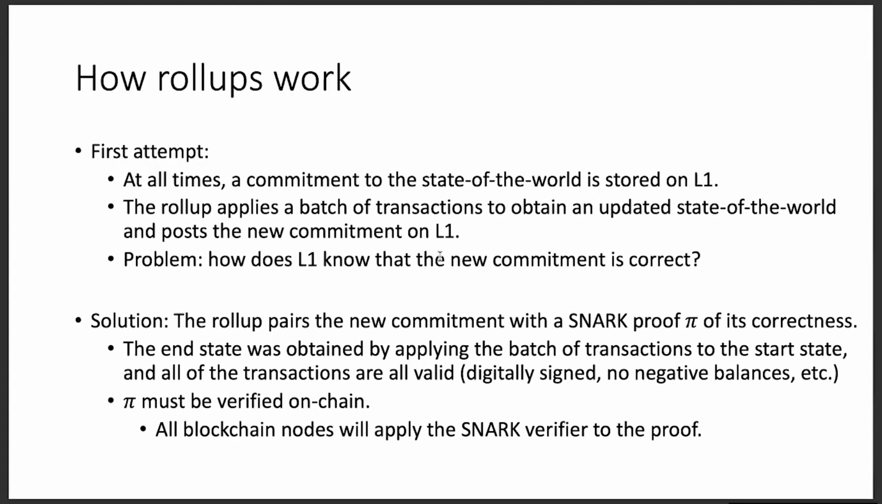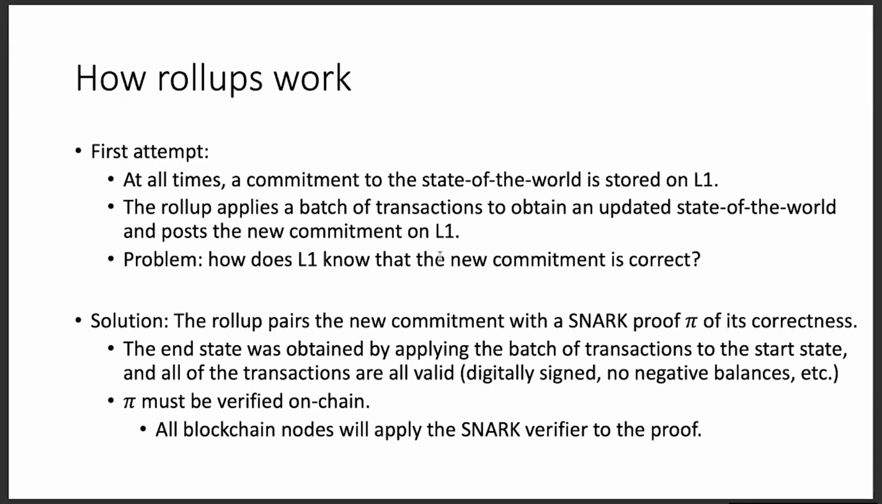Okay, so with that background on SNARKs out of the way, here's the one slide that tells you how a rollup works. The idea is that without a rollup today, blockchains are storing the entire state of the world on the L1, so on the layer 1, that means on the blockchain. That means all of the blockchain nodes have to know everyone's account balances or something like that. That's what I mean by the state of the world. It's all the data that lives on the blockchain.